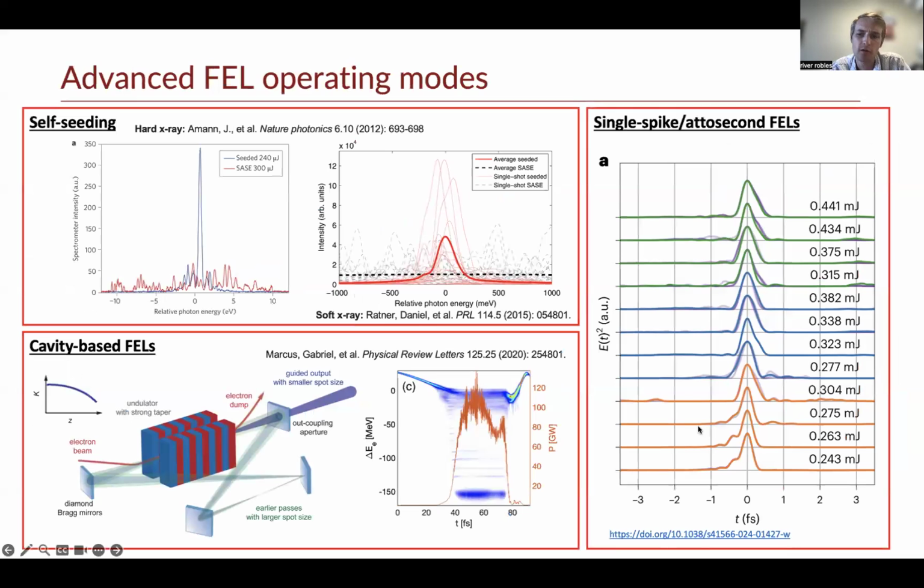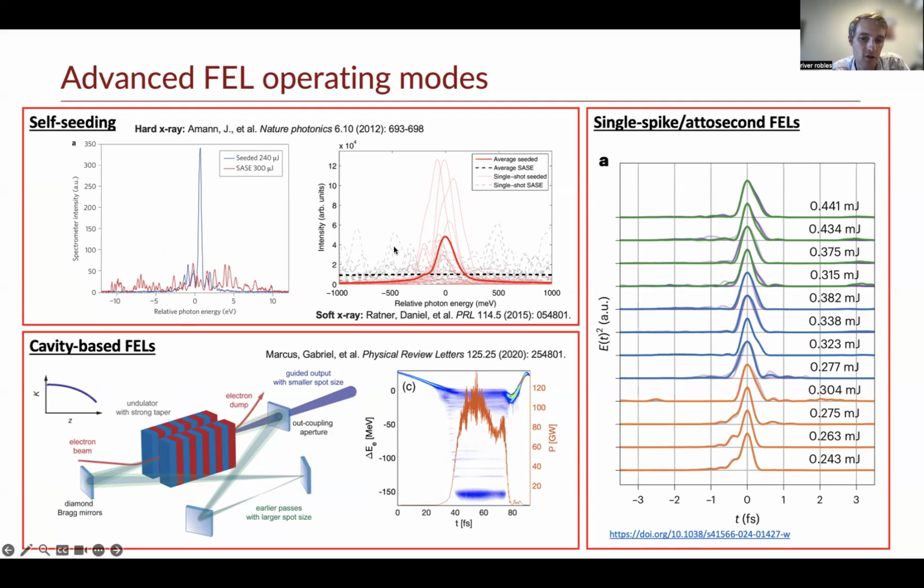And there are sort of two ways you can envision doing that. One is to generate a very narrow single spike in the spectrum. That would correspond to a very long single spike in the time domain. And we have one of the most popular ways to do this these days, which I don't have much time to talk about in this talk, is something called self-seeding. And in self-seeding, we can basically disrupt the FEL process halfway through the undulators, clean up the spectrum at that point, and then amplify that cleaned up spectrum.